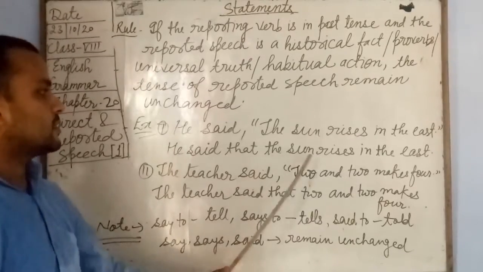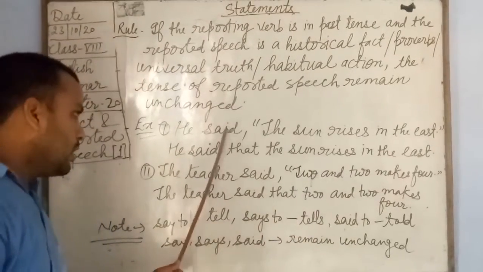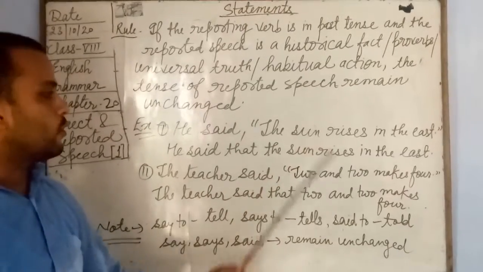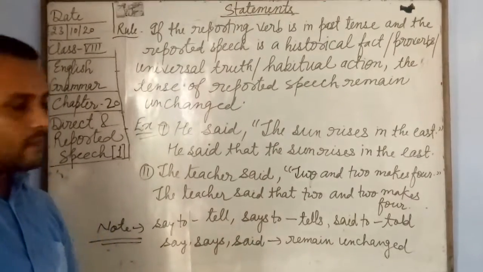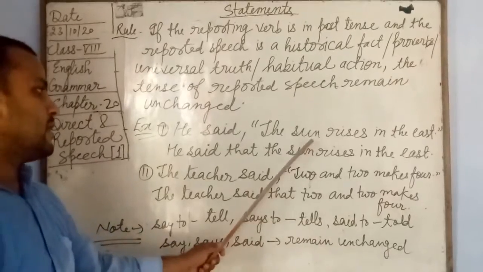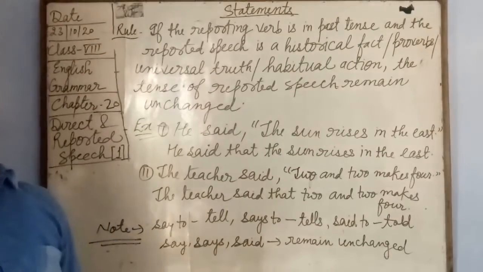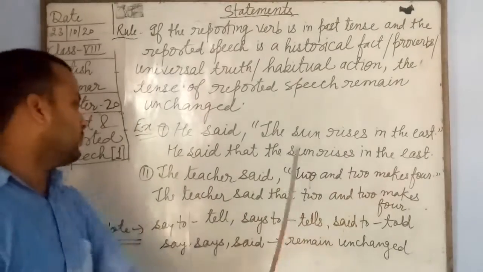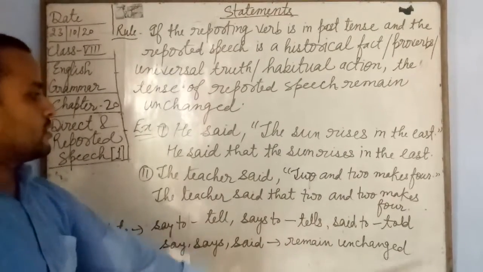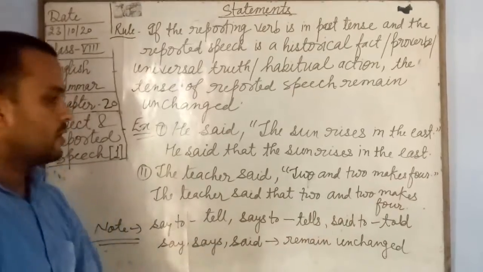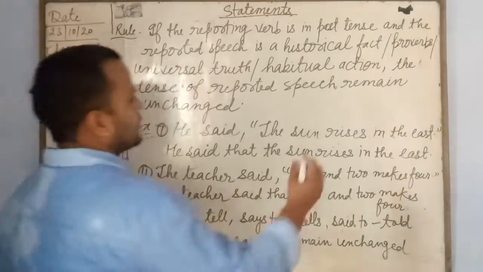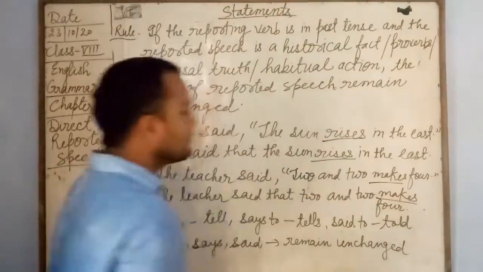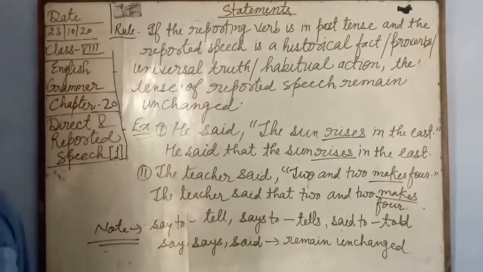He said that the sun rises in the east. Though the reporting verb is in past tense, the reported speech is a universal truth. That's why its tense will never be changed. The teacher said 2 and 2 makes 4. The teacher said that 2 and 2 makes 4. Here the tense, rises, makes, will never be changed.